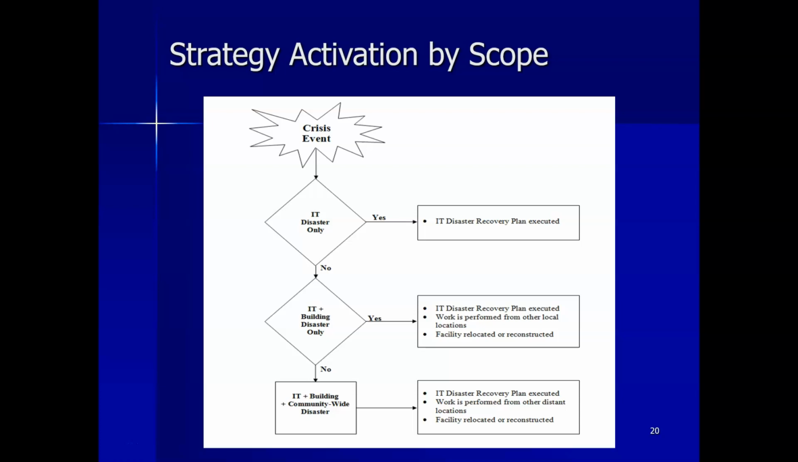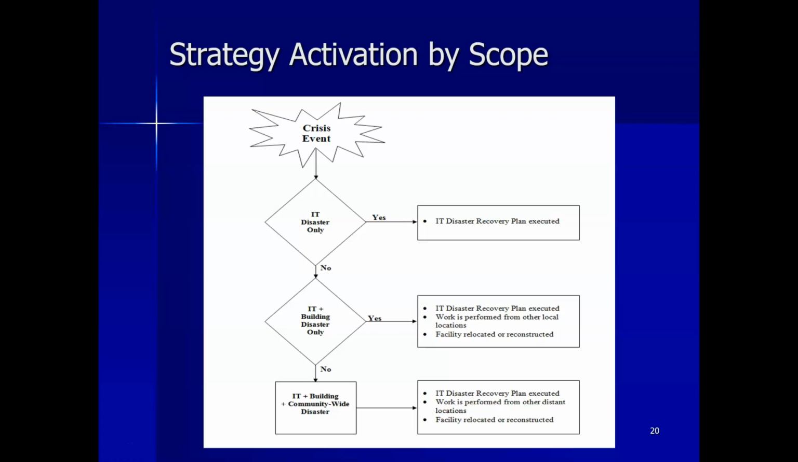You would have an IT failure, where the data center is disabled; building failure, where the building and the main data center are disabled or access is denied; then you have your community-wide crisis, where the building and the main data center are disabled and employees cannot work from home or from anywhere in the general area.